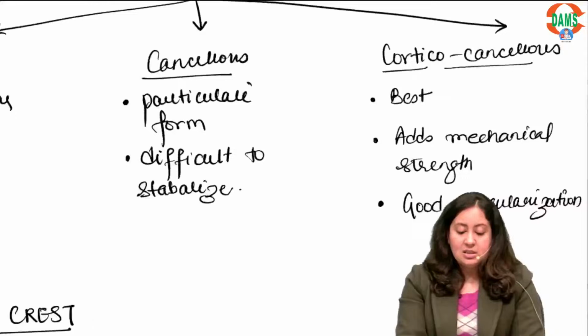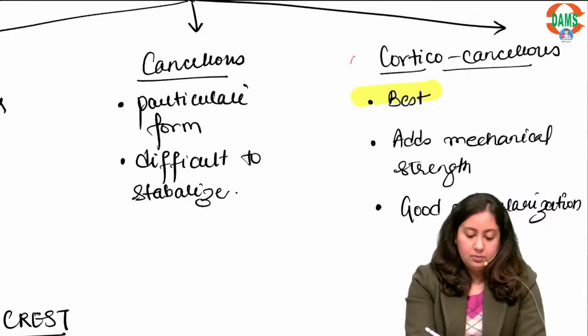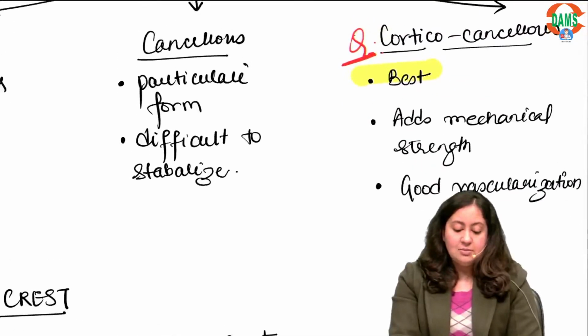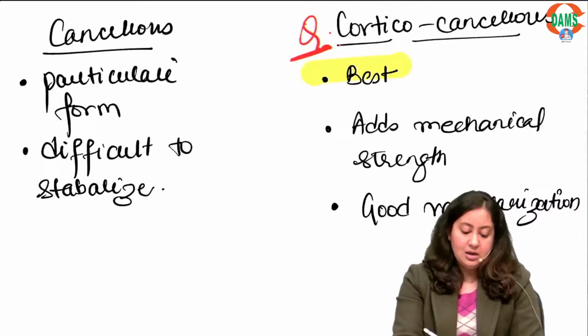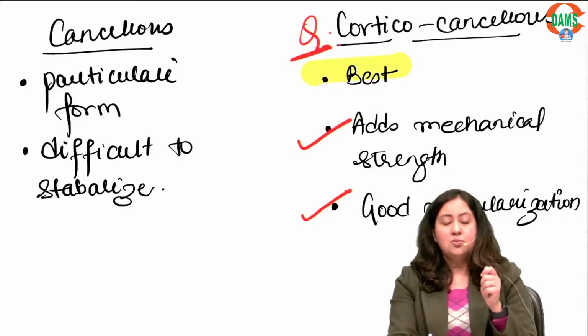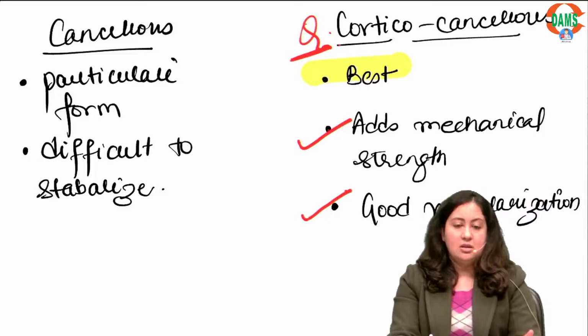So what is the best is your corticocancellous. This is a question also. Corticocancellous adds mechanical strength and provides good vascularization. Like I just told you, you harvest the cancellous portion, the soft spongy particulate bone. Along with that, you take the cortex, chip the cortex into fine pieces, and then you pack both together inside the cleft.